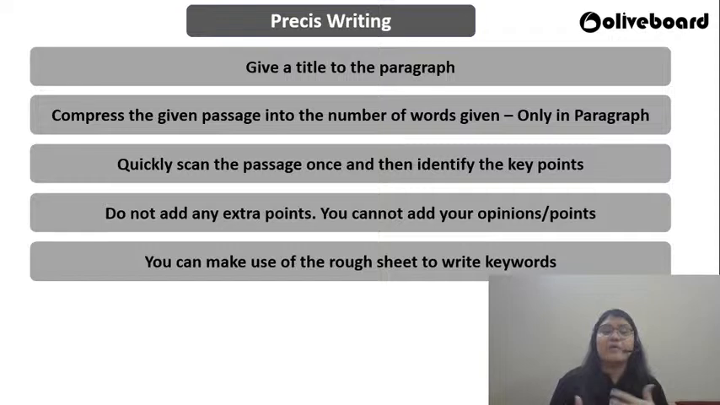Now how does one approach precis writing? First thing, it requires 2 readings from your end, not just 1. The first reading is going to be a very quick scan. While scanning, at the back of your mind, identify key points. You should know what the key points are, and then do the next reading a little more slowly. The other mistake that many students make is thinking that if you know a particular topic you can go ahead and write extra points. You can't. Do not add any extra points. You cannot add your opinions.